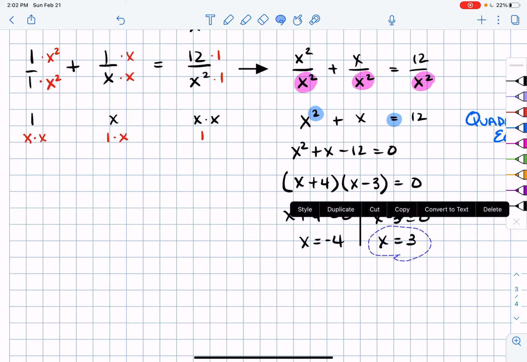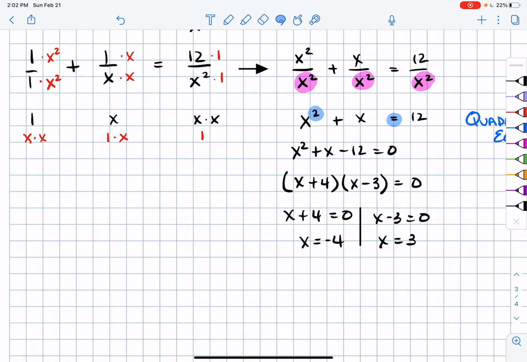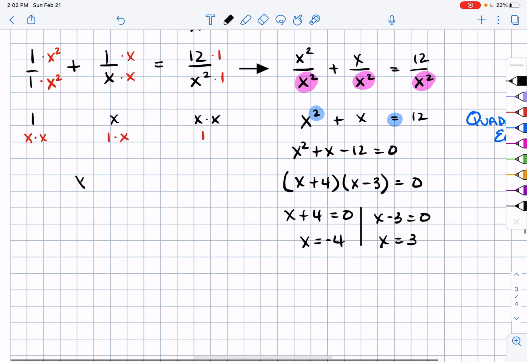So since that is the case, then I know that my x is going to be negative 4 or 3. Okay? And that is going to be choice C.